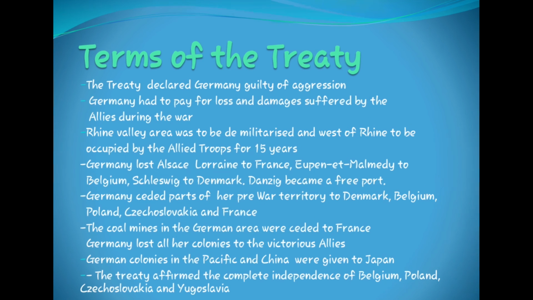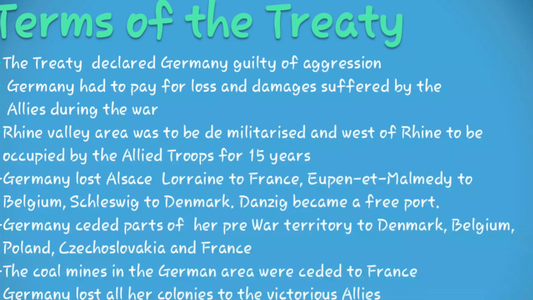This treaty declared Germany guilty of aggression. Germany was now declared guilty of the aggressive nationalism that it showed. Germany now had to pay for loss and damages suffered by the Allies during the war.